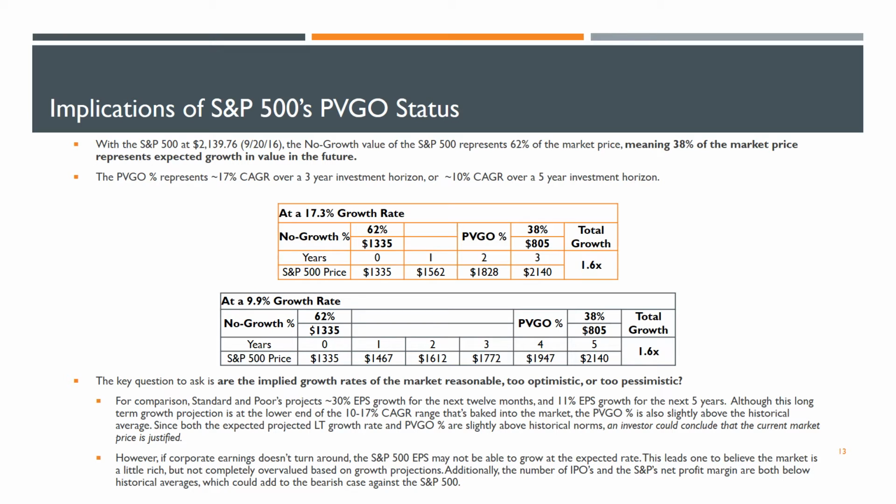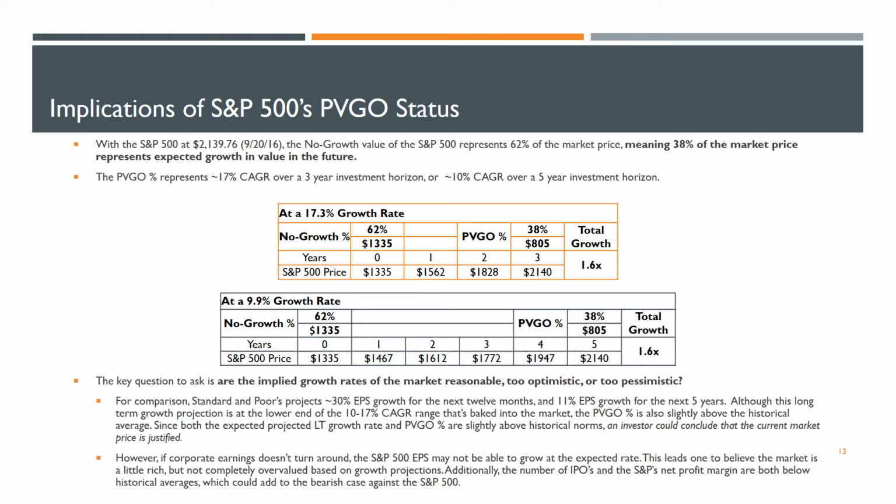So things look all right. To further add to that argument, Standard & Poor's projects approximately 30% earnings per share growth over the next 12 months and about 11% growth over the next 5 years annually. I mean, since this rate is still in between that 10 to 17% range, you can kind of make the case that things still look good in the value in the market.